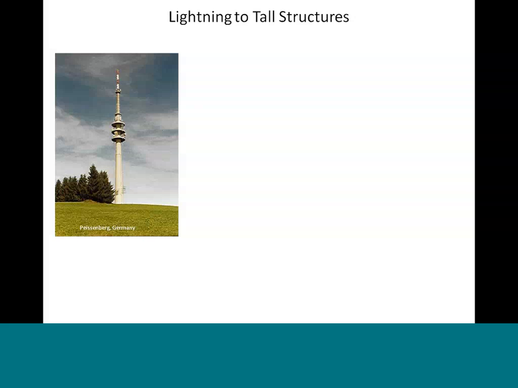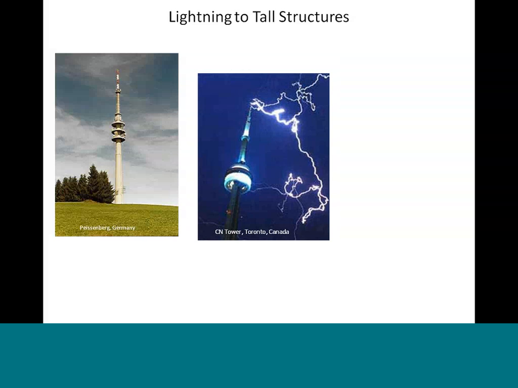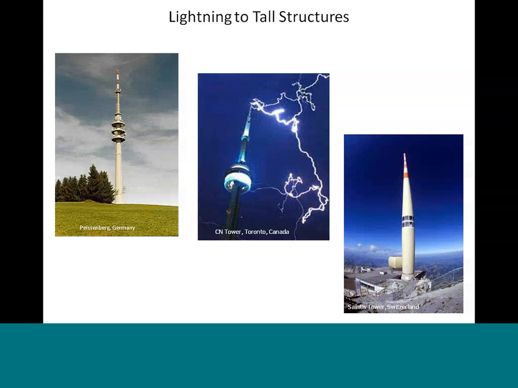An instrumented tower, the Peissenberg tower in Germany, the Toronto CN Tower in Canada, and also the Säntis Tower in Switzerland. We have just started instrumenting it, and we have also measured some currents on this tower. You see, the problem is becoming more important because as we go forward, we need to better characterize lightning currents.